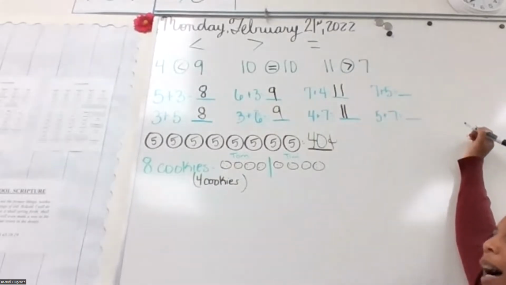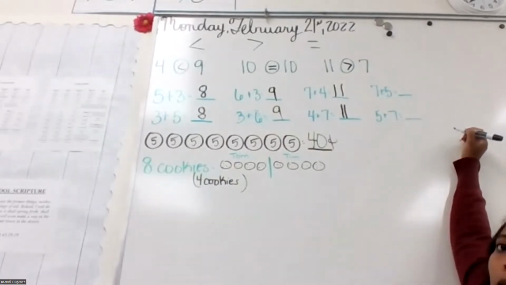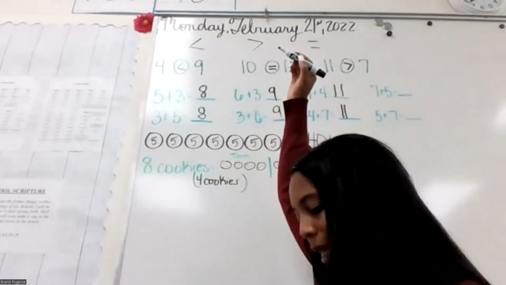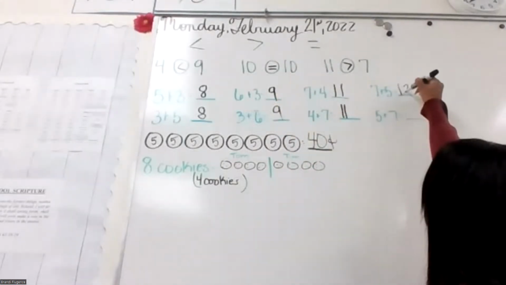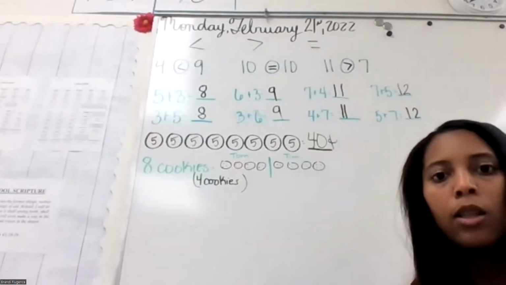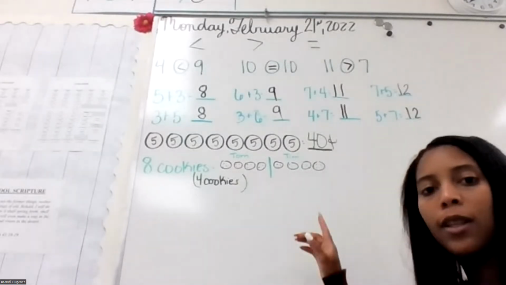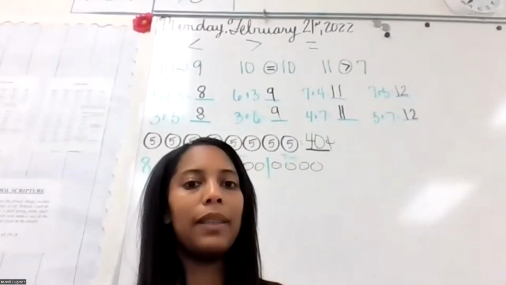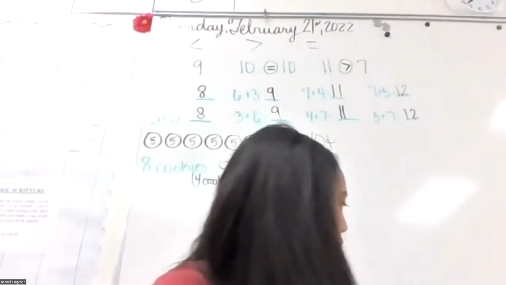And then 7 plus 5. That's just one more. 12. So then 5 plus 7 is 12. 12 and 12. Okay, all right. So fill those in. Like I said, you can do the shading after the Zoom. You don't have to do it now.